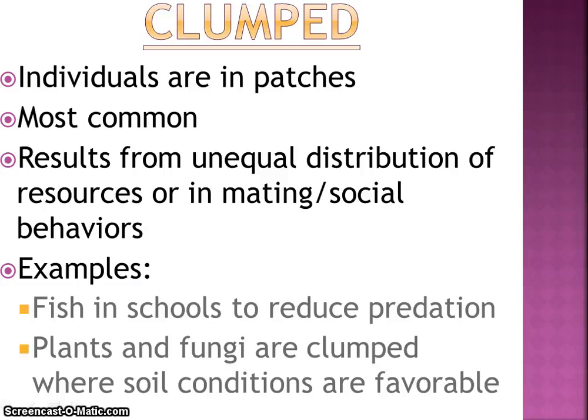This is when individuals are in patches, and that will result from unequal distribution of resources, or it could be mating or social behavior that causes it. Typically, individuals will clump or aggregate into groups, forming droves, schools, flocks, and herds. Sometimes animals get clumped because they cooperate in their society and gain protection from predators by remaining in the herds.